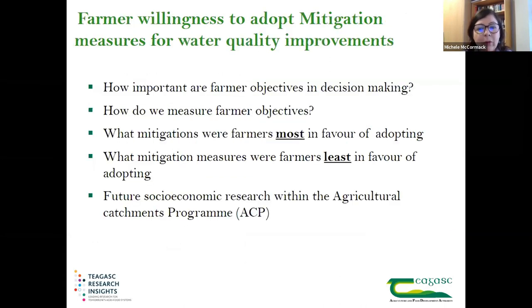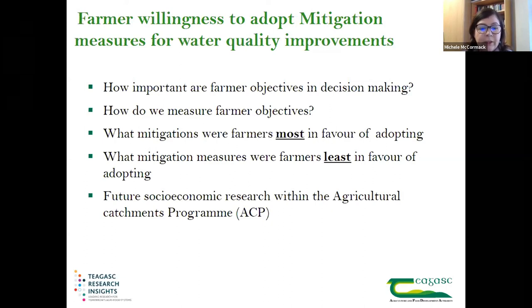So this morning, what I want to look at is farmers' willingness to adopt different mitigation measures for water quality improvements. How important are different farmer objectives in farmers taking up different mitigation measures? And how do we measure farmer objectives? Cathal has already talked about how difficult it is to measure some of the things we're interested in, especially on the environmental side, where we don't have markets, so we have to use different techniques. Which mitigation measures were farmers most in favor of adopting, and which were they least in favor of adopting?